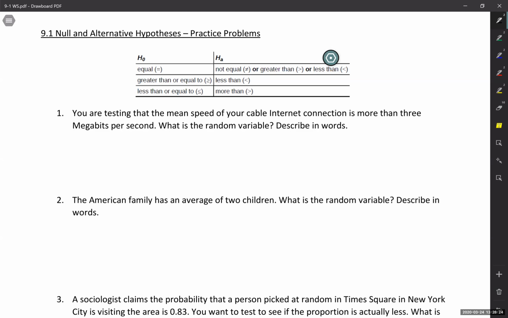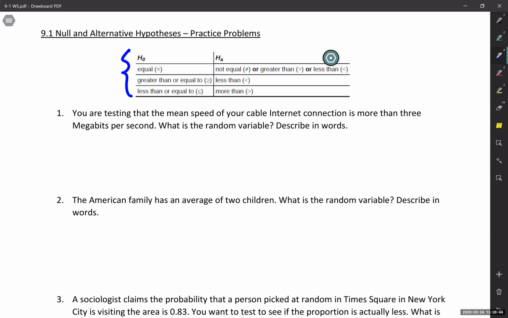Okay, so first thing we're going to do is figure out what we're talking about. We're not even using the symbols yet. Although before we get too far, I do want you to notice I put this little chart at the top. So you can use any of these symbols for the null or the alternative.